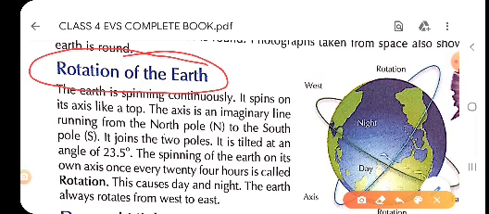Children, can you spin your finger all around? Yes, when you rotate your finger in a circular direction, it becomes spinning. So children, what is spinning? Let us see.